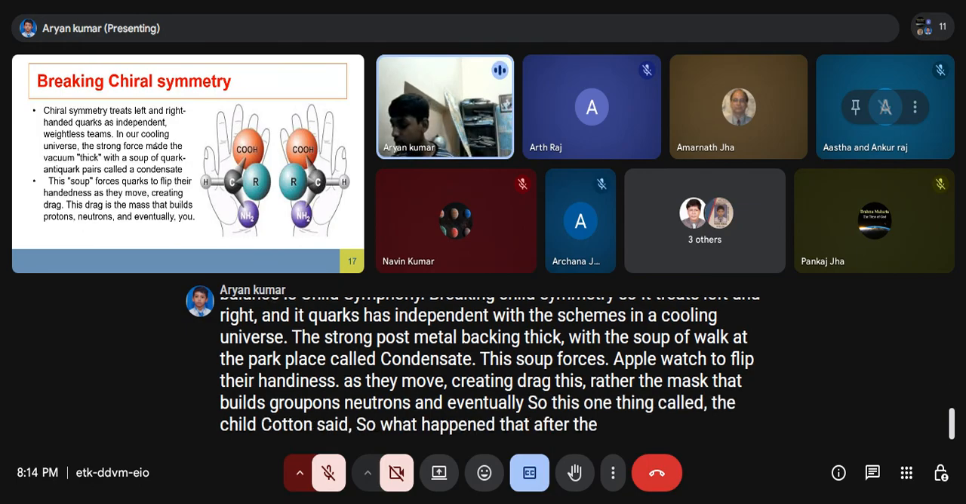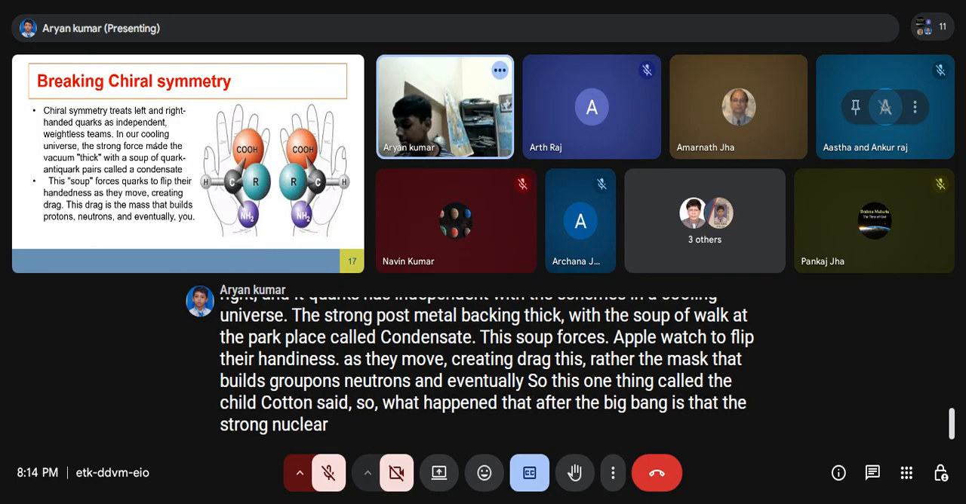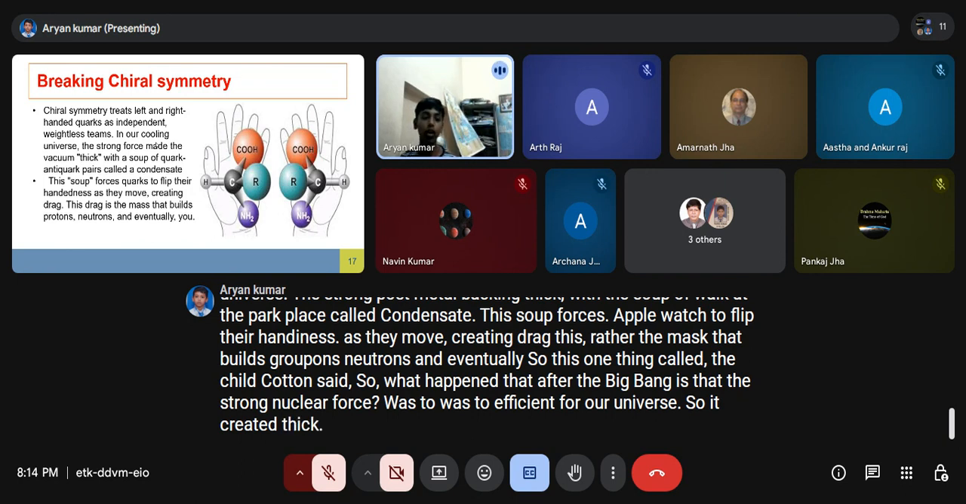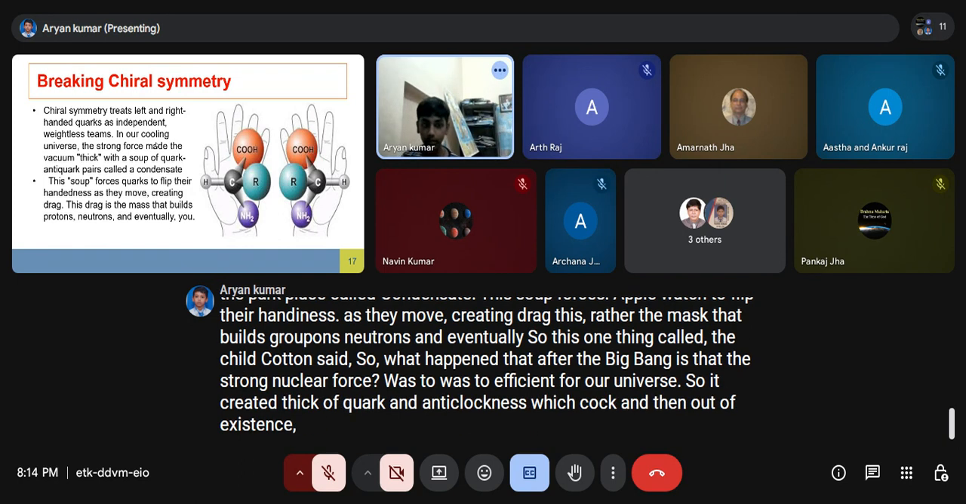What happened after the Big Bang is that the strong nuclear force was too efficient for our universe. So it created a thick soup of quark and anti-quark pairs, which pop in and out of existence all the time. And how do these things give quarks their mass?